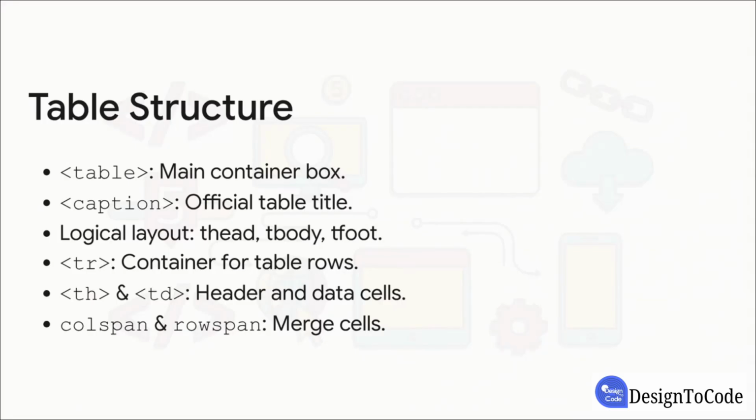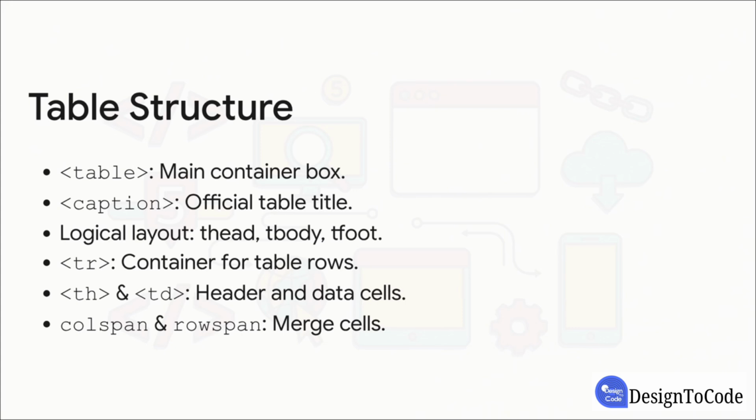Now, building advanced tables isn't just about drawing a visual grid on the screen. It requires a very specific hierarchy of tags to ensure screen readers and search engines perfectly understand your data. Everything lives inside the main table container tag. Immediately inside that, you drop a caption tag for the official title. It has to be the first child. Then we logically divide the content into a thead, tbody, and tfoot for the header, body, and footer.